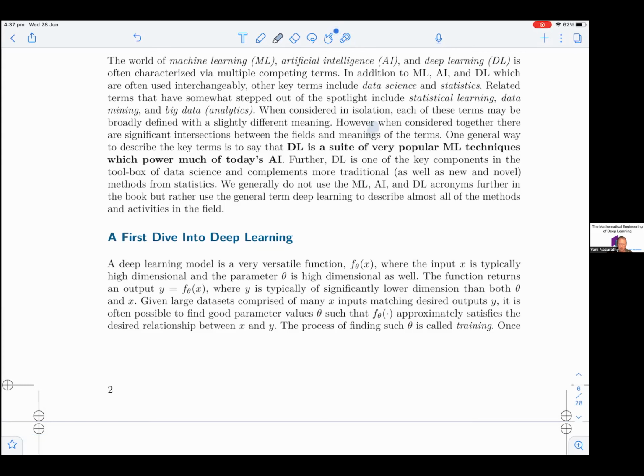One general way to describe the key terms is to say that DL is a suite of very popular ML techniques which power much of today's AI. Further, DL is one of the key components in the toolbox of data science and complements more traditional, as well as new and novel, methods from statistics. We generally do not use the ML, AI, and DL acronyms further in the book, but rather use the general term deep learning to describe almost all of the methods and activities in the field.